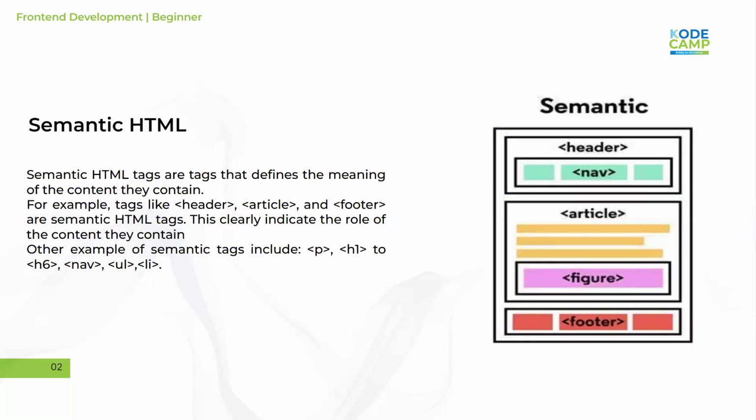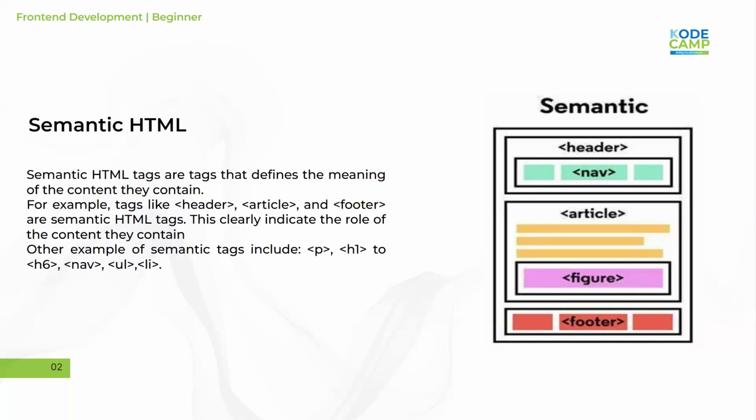HTML tags are actually divided into two. They are simply called the semantic HTML tags and the non-semantic HTML tags. What are semantic HTML tags? Semantic HTML tags are tags that we use that give clear explanation to what we are basically doing.